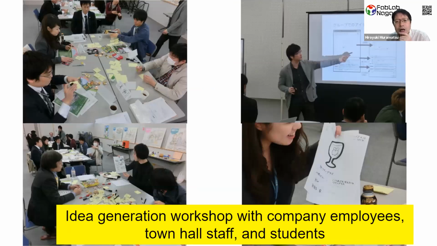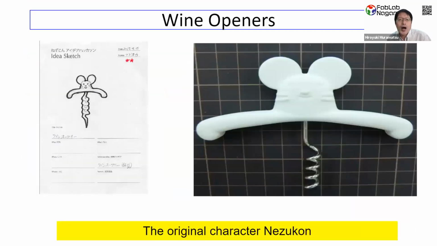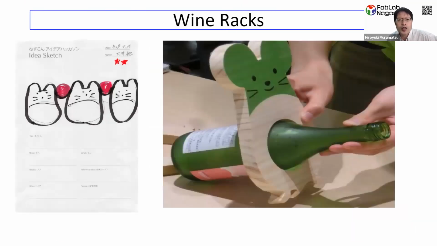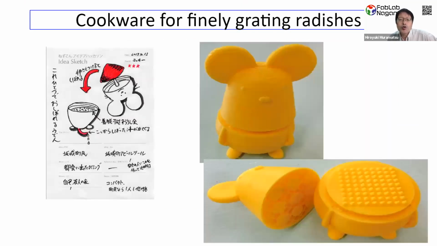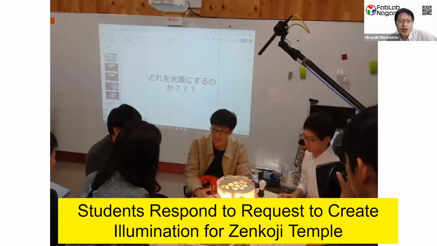This picture shows an idea workshop. About 150 ideas were generated by 30 people. Wine opener. This opener shapes an original character. We say Nescon, with very, very unique characters. And wine lac, grating, so radishes. Samples. The product developed, sales is so-so. Student.